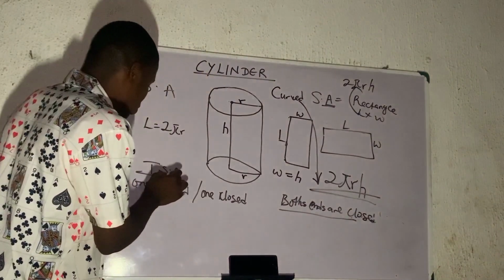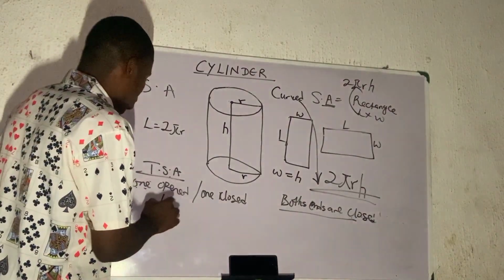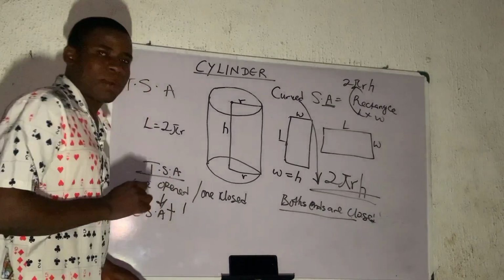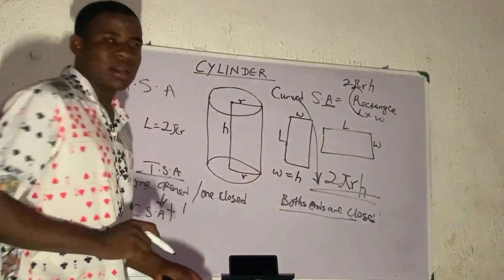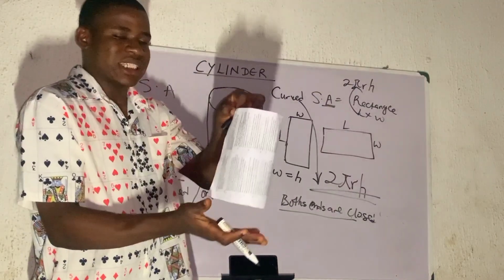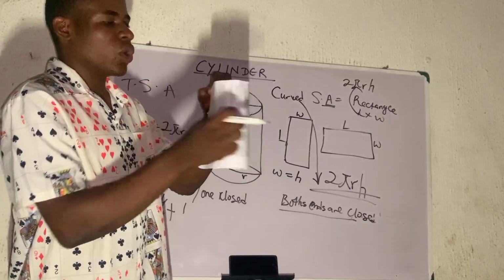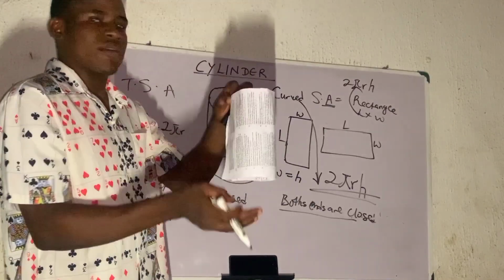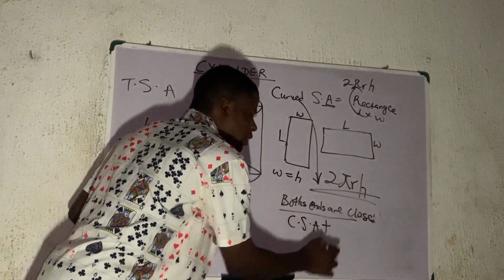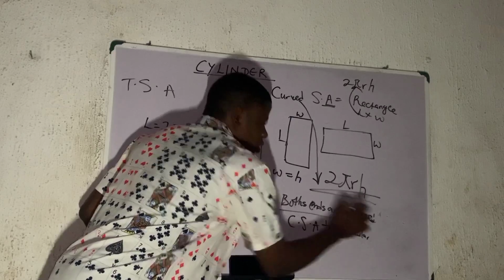The formula of getting the total surface area of a cylinder when one end is open or when one end is closed will be the curved surface area plus the area of one circular part. Now, when both ends are closed, that's when here is intact and here is intact as well, the total surface area will be the curved surface area plus the area of the two circular parts. Does it make sense?